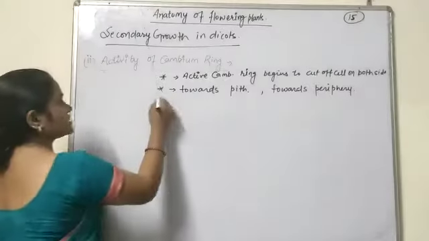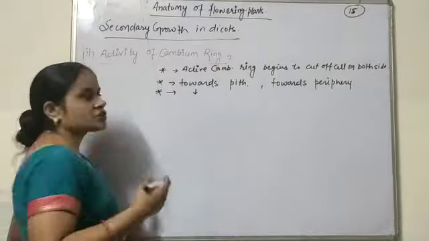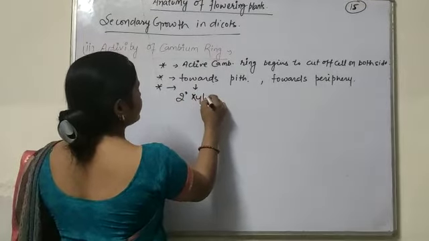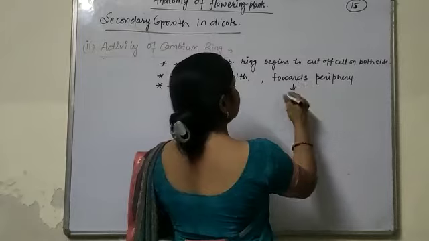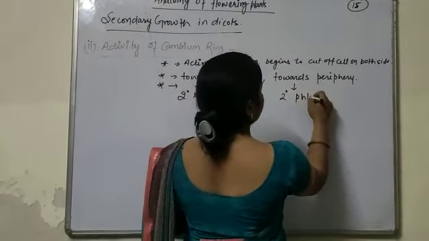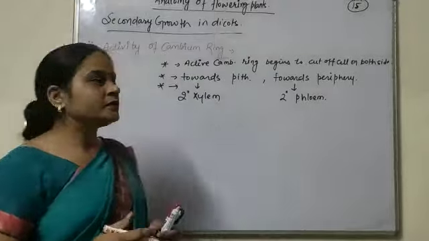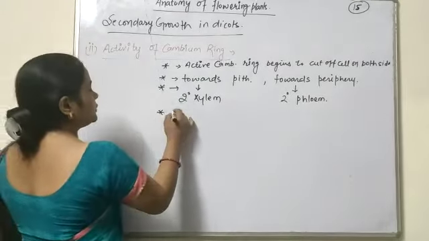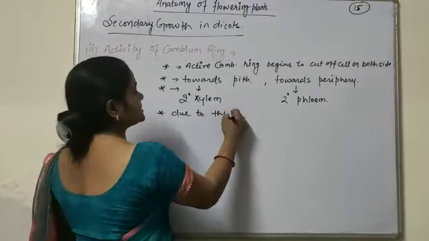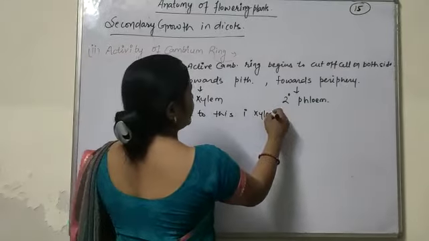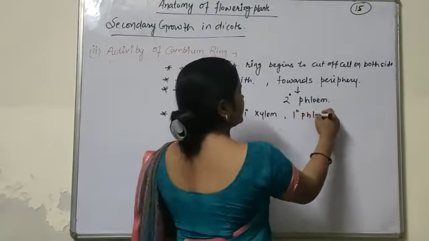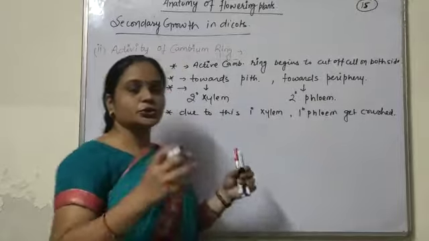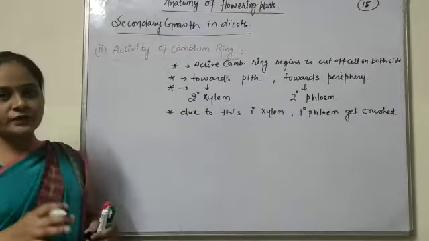Then the cells which are cut off towards the pith form the secondary xylem part, and those formed towards the periphery form the secondary phloem part. And due to this activity, the primary xylem as well as the primary phloem get crushed fully. Why do they get crushed? Due to the maximum activity of the cambium ring.